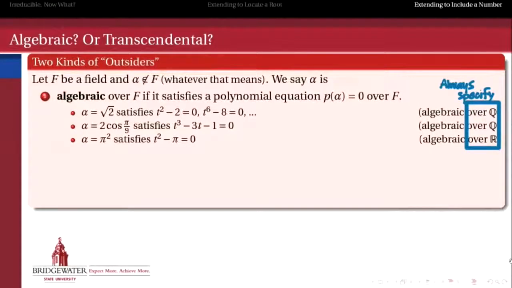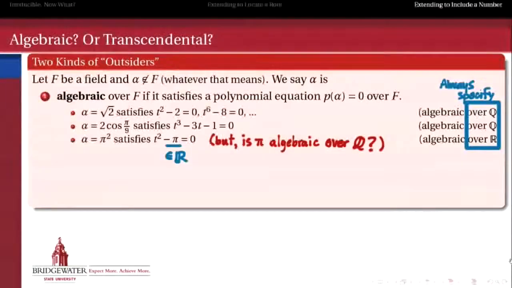The number pi squared is algebraic over the real numbers. So it's important always to specify when you say algebraic, over what? Pi squared is algebraic over the reals because it satisfies the polynomial equation t squared minus pi is equal to 0. And pi, if we're convinced this is a real number, that means that pi squared is algebraic over the reals. But is pi algebraic over the rationals? We know pi is irrational, but does it satisfy a polynomial equation with rational coefficients?